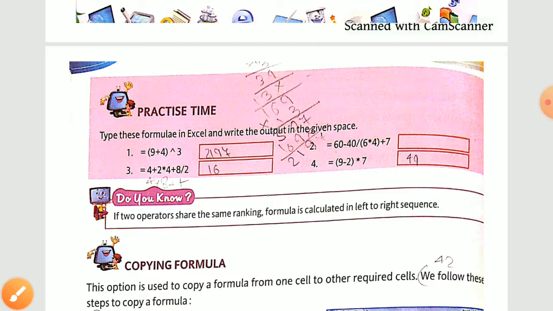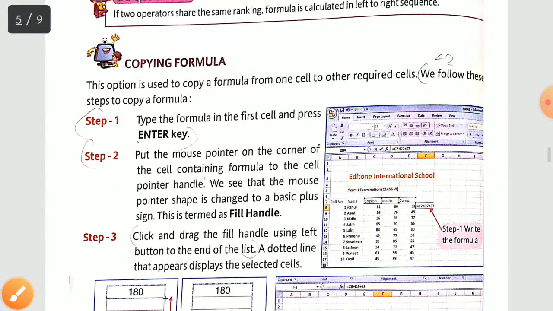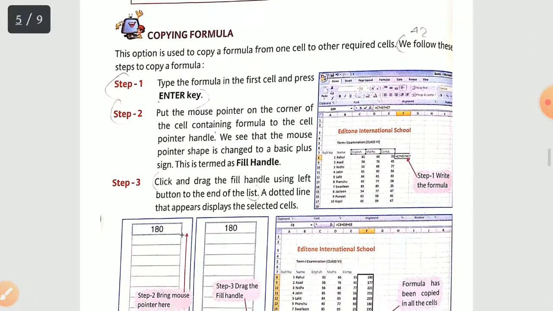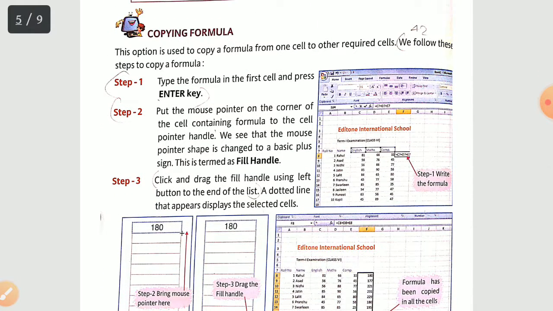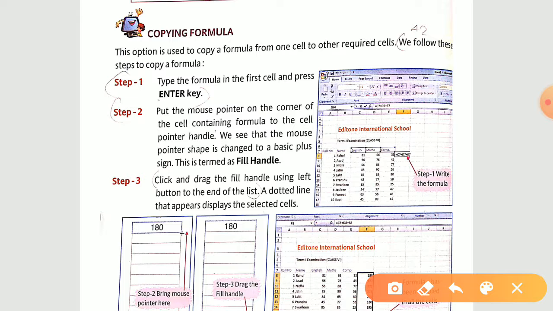Fine. Now see, the next topic is copying formula. If we have written one formula in a cell and we want to copy that formula, then how are we going to do this? For that purpose, we need to follow 3 simple steps. See step number 1. Type the formula in the first cell and press enter key. So firstly you need to select a cell, type a valid formula over there, and then hit your enter key. Okay, this is step number 1.